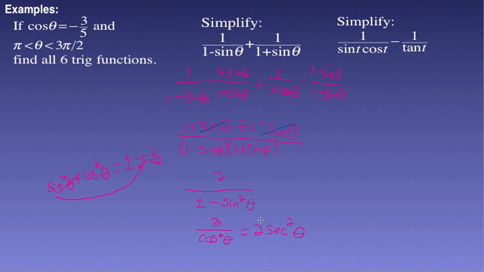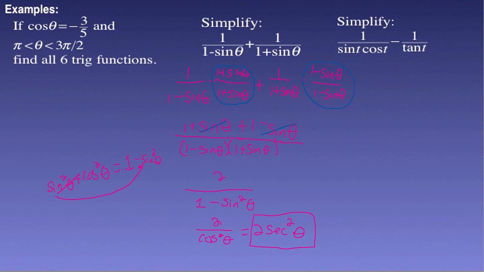So I took the original two fractions, found a common denominator by using fancy versions of 1. This is nothing more than 1, and this is nothing more than 1. And once I found a common denominator, the top simplified pretty quickly. The bottom used sine squared plus cosine squared again, but in a different format to convert 1 minus sine squared into cosine squared. And then the last step is to get rid of the fraction by saying that 1 over cosine squared is the same thing as secant squared.